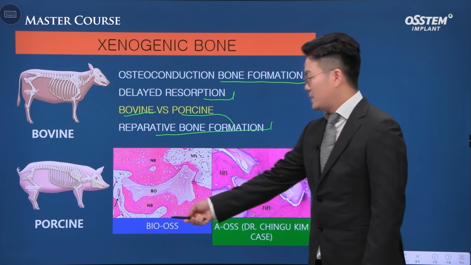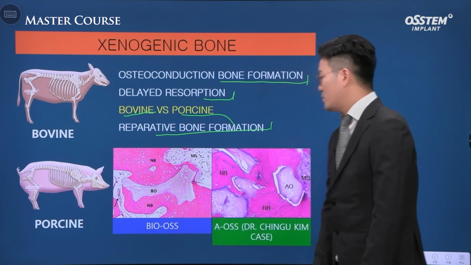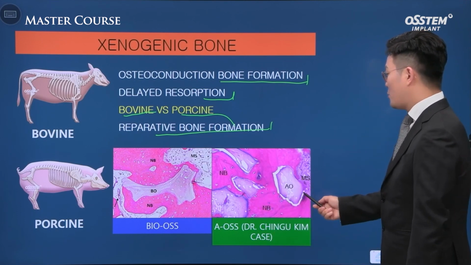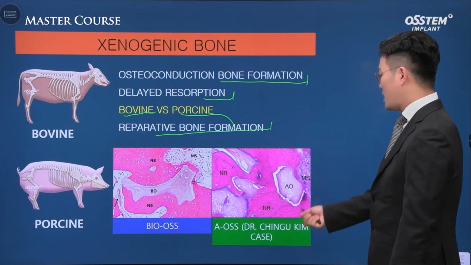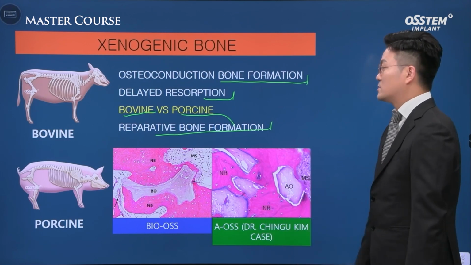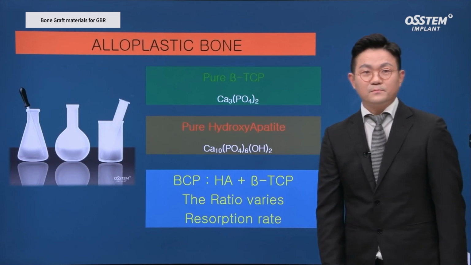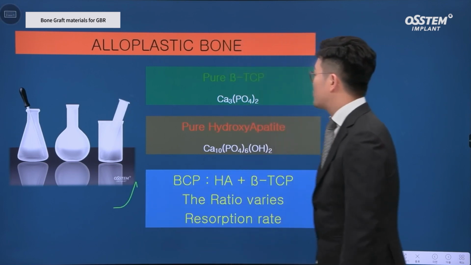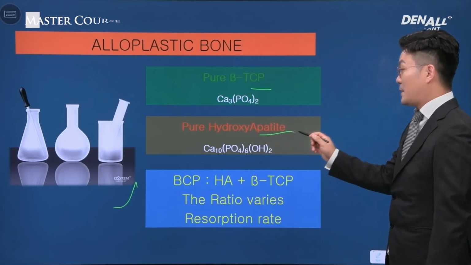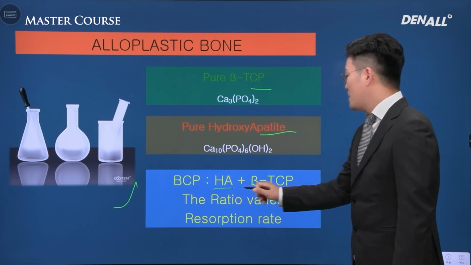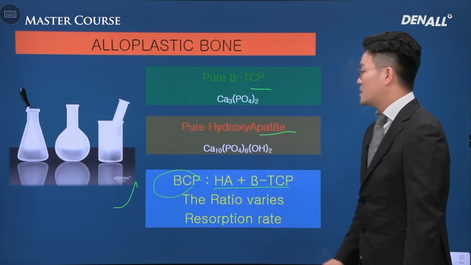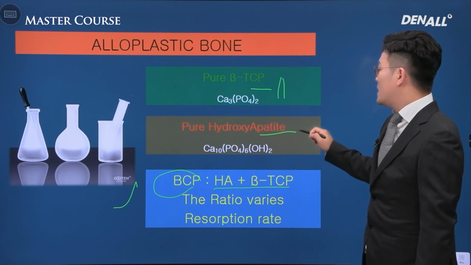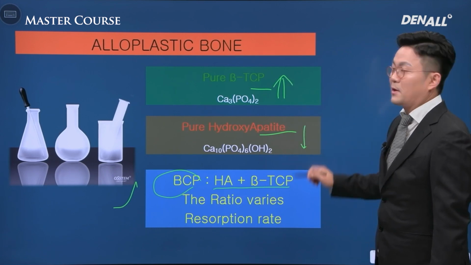BIOS catalog, add image, and this is my biopsy after surgery. AOS was used. Both images look very similar, so they have very similar characteristics because they are bovine. Alloplastic bone is synthetic bone: pure beta-TCP, pure hydroxyapatite, but usually they are combined together in the form of BCP. The ratio determines resorption rate. Pure beta-TCP is resorbed too quickly, and pure HA is resorbed too slowly.